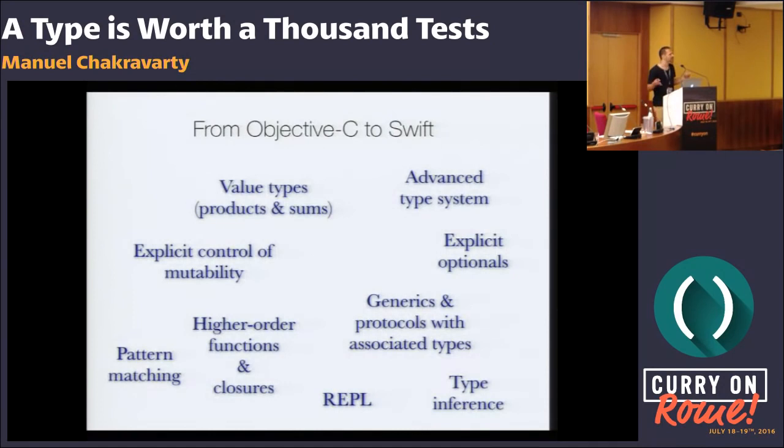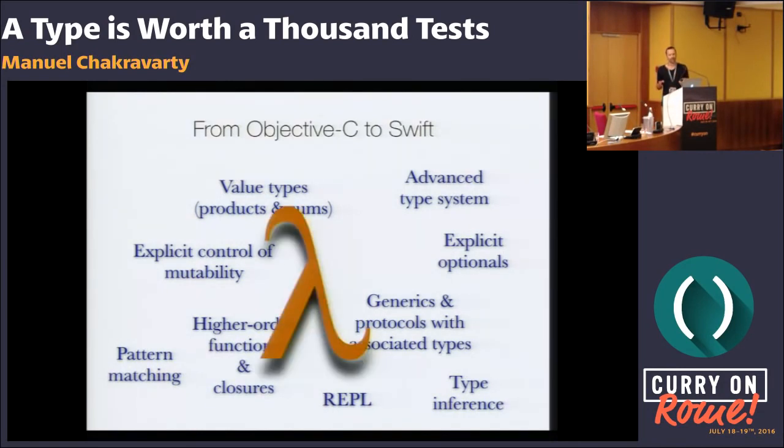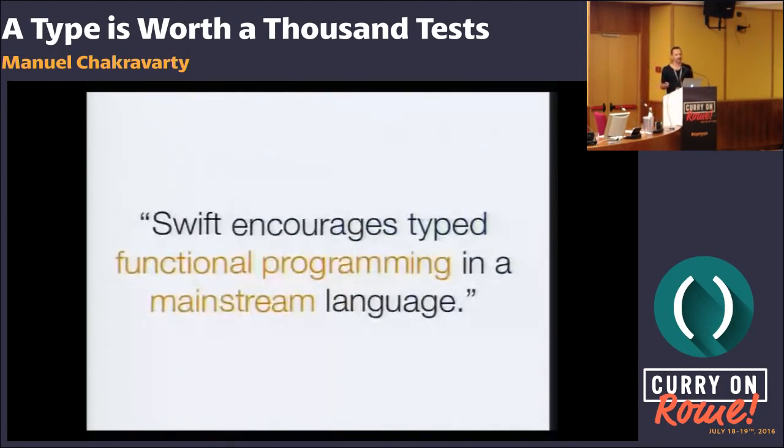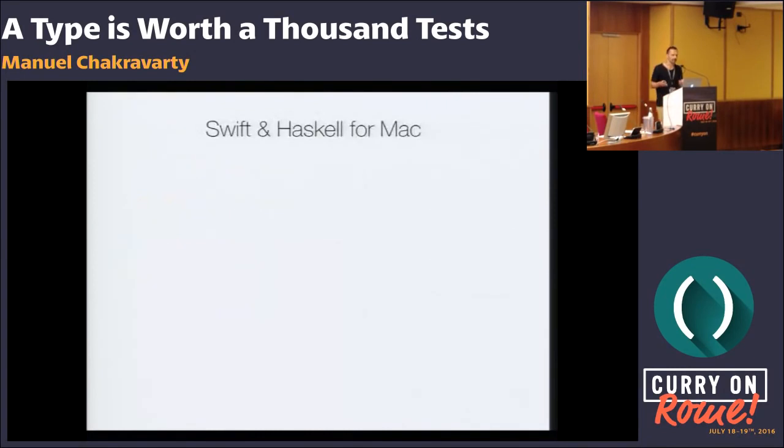So why is that interesting? Why should we care about this? Just another language which is going to get big. Well, it's interesting because the improvements of Swift over Objective-C are mostly to facilitate functional programming, in fact, type functional programming. So in summary, what we'll get is a language which encourages type functional programming in a mainstream language.